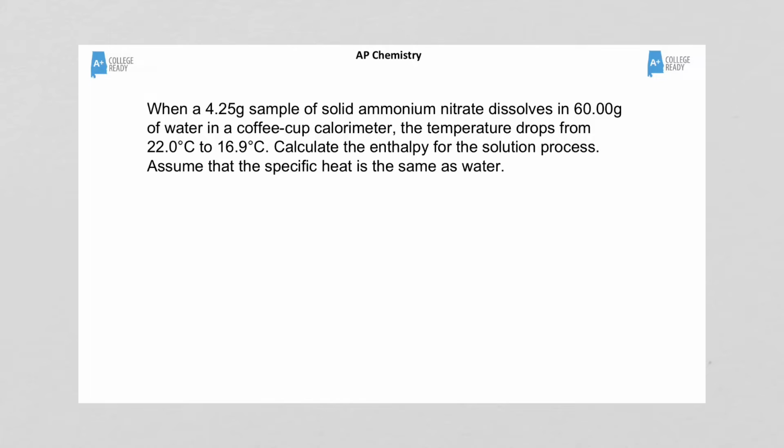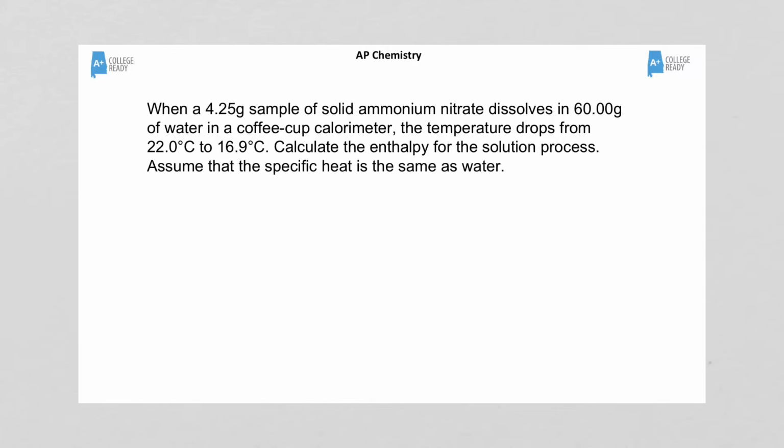So, several things we need to do. I see the word coffee cup calorimeter. My first thought is I need to solve for Q. So Q equals M times C times delta T. So I need to get my total mass. The specific heat would be given. I need to calculate delta T. Delta T is not a measured value. You've measured 2 temperatures that you're subtracting. Delta T is a calculated value.